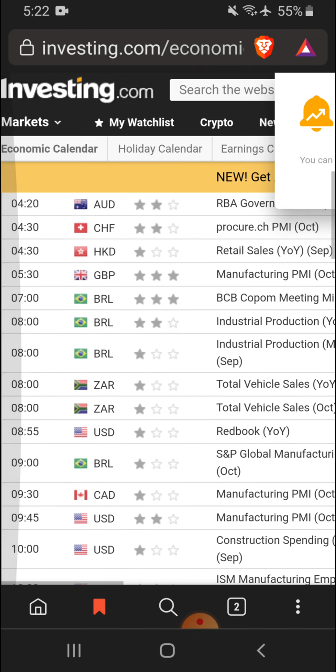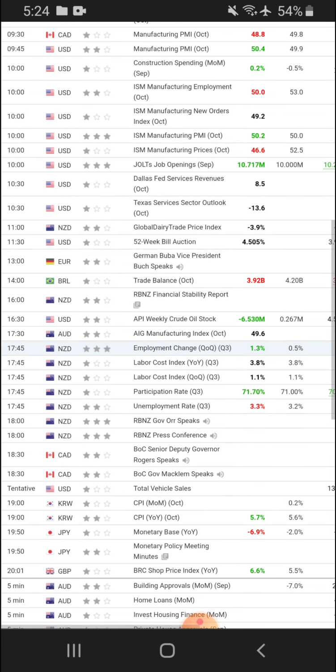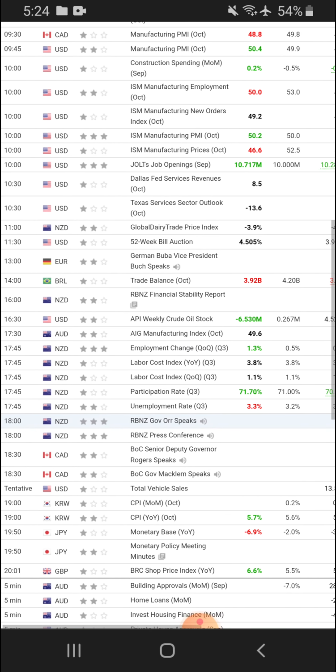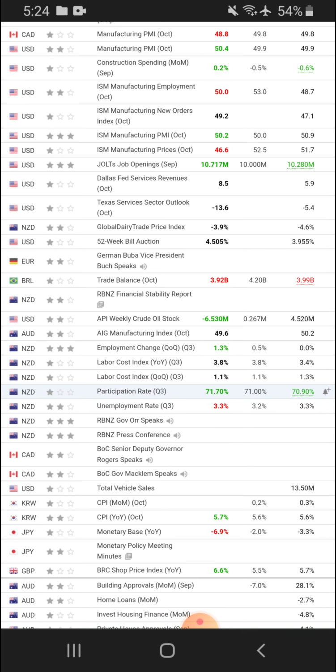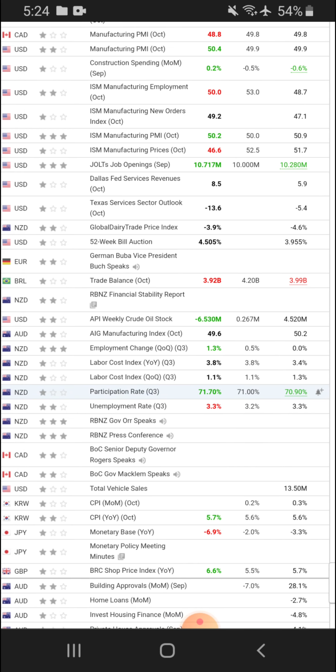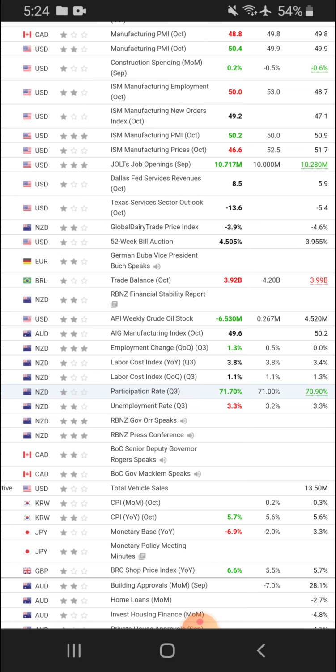And we had the ISM manufacturing prices. Actually, sorry, not that. So we had JOLTS job openings for September coming in at higher than expected for September, and higher than previous. So a little bit stronger data coming out for the US. Nothing too crazy though. Didn't shake the market that much. Maybe because they had kind of a tie report from a previous standpoint for ISM manufacturing.